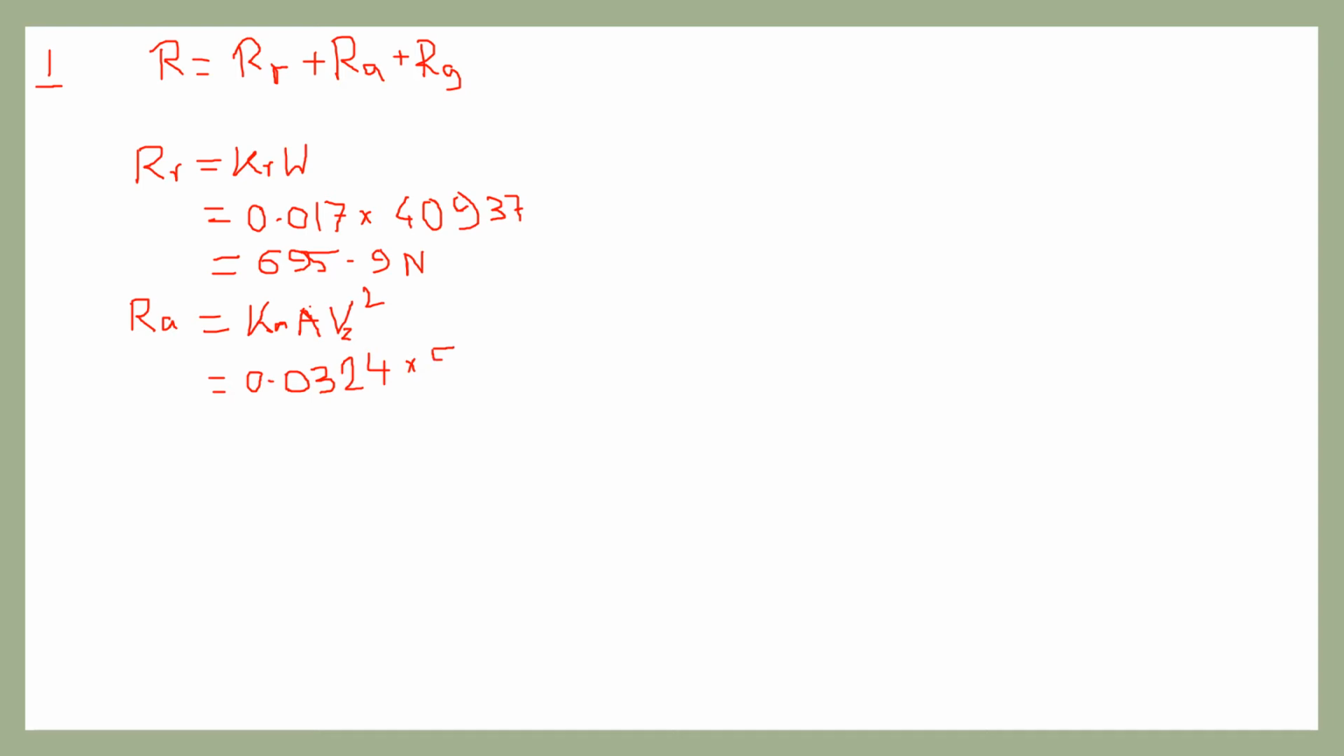So this equals 5.2 into V, where the value of V is 32 km/h. So the multiplication, that is 0.0324 into 5.2 into 32 whole square, gives 172.5 Newton.